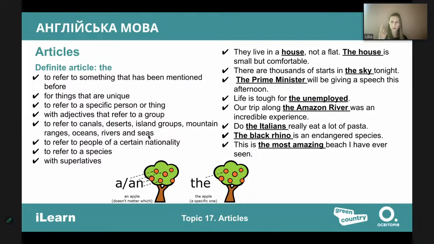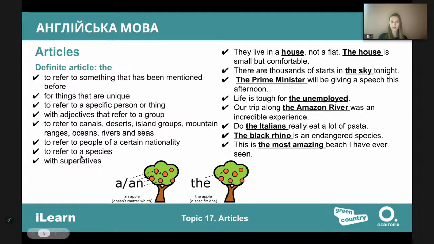If we have one mountain only, we would say Mount Говерла. But if we have a group of mountains or mountain ranges, we would say the Carpathians or the Carpathian Mountains. The same with islands. If it's one island, we would say Madagascar, no article. But the Philippines, the Maldives, because we have a group of them.